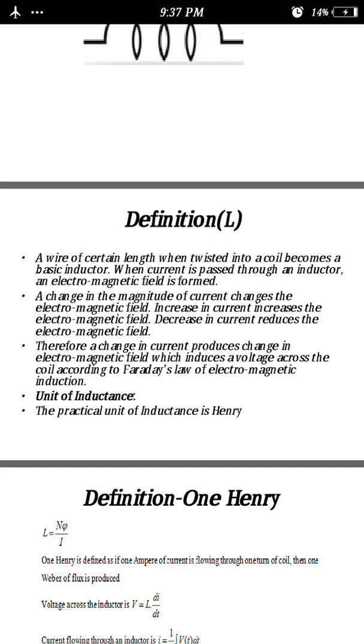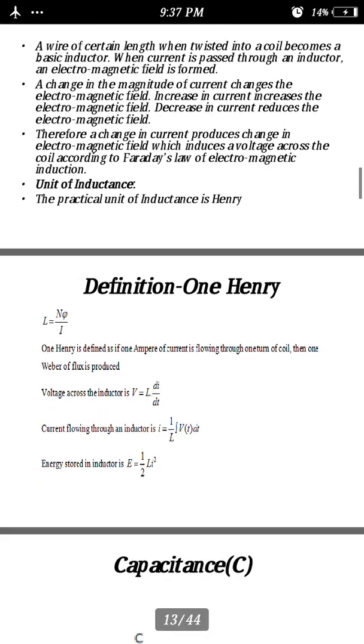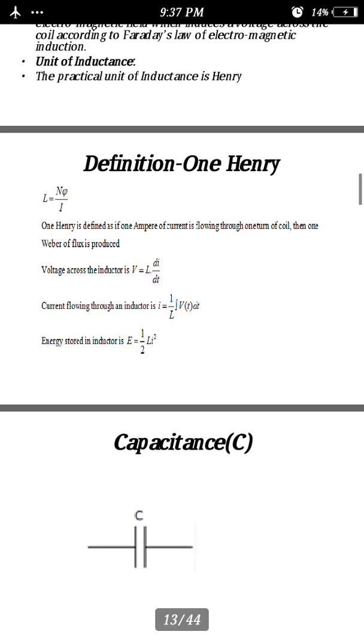It means that when we are giving supply to the twisted coil, that is, a twisted coil is called an inductor, when there is a change in the current, the electromagnetic field also changes. Okay, the unit of inductance is Henry. It is defined as, if 1 ampere of current is flowing through 1 turn of coil, then 1 Weber of flux is produced. Okay, the formula for that is voltage across the inductor, V is equals to L into di by dt.